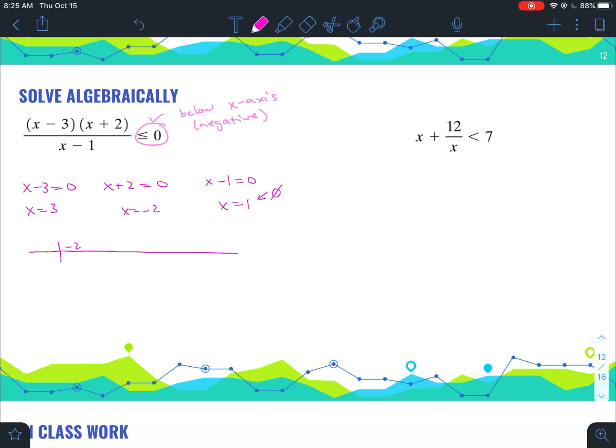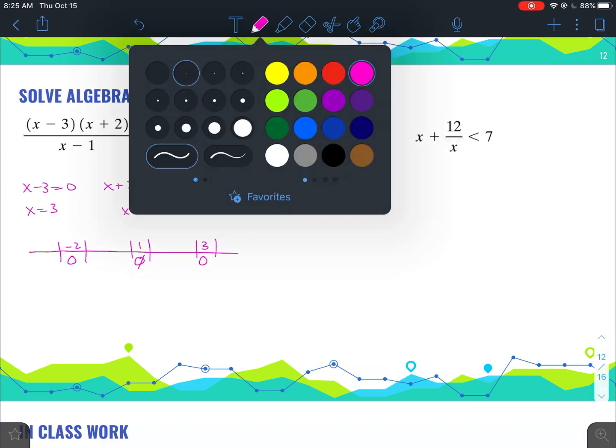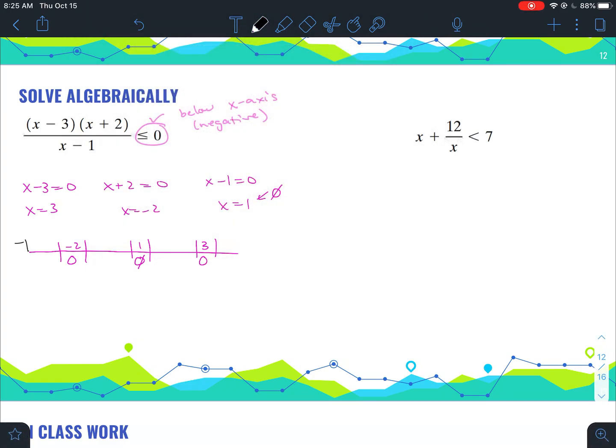So let's make a sign chart. So negative 2, 1, and 3. So at negative 2 it's 0, at 1 it's undefined, and at 3 it's 0. And now we're going to test. So I could test -10, I could test 0, I could test 2, and I could test 15. You can pick any numbers that fall on the left side of -2, in between -2 and 1, in between 1 and 3, and on the right side of 3. And I'm going to plug into the original function x minus 3, x plus 2 over x minus 1.